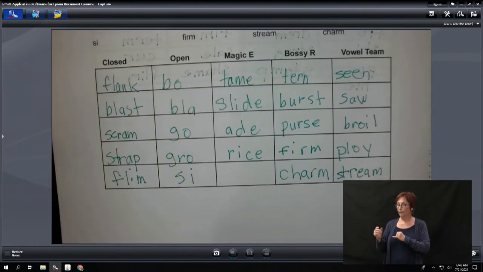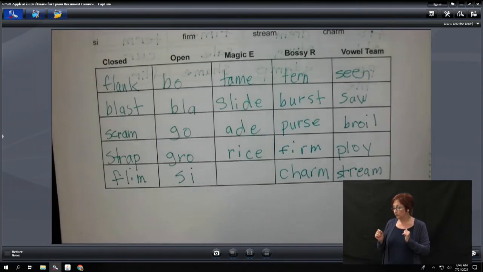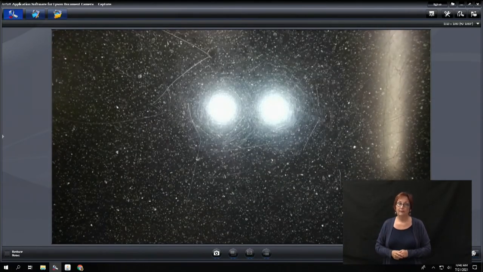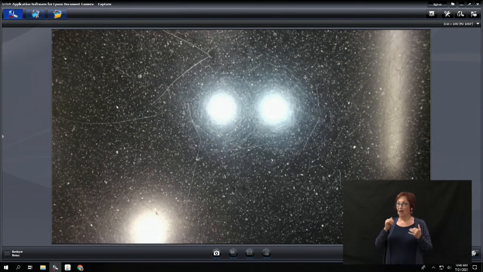Any questions on that? Any questions from Zoom? Nope. Okay. Well, we are ready for your last syllable pattern. Let's get excited. It's the last one. Woo-hoo!